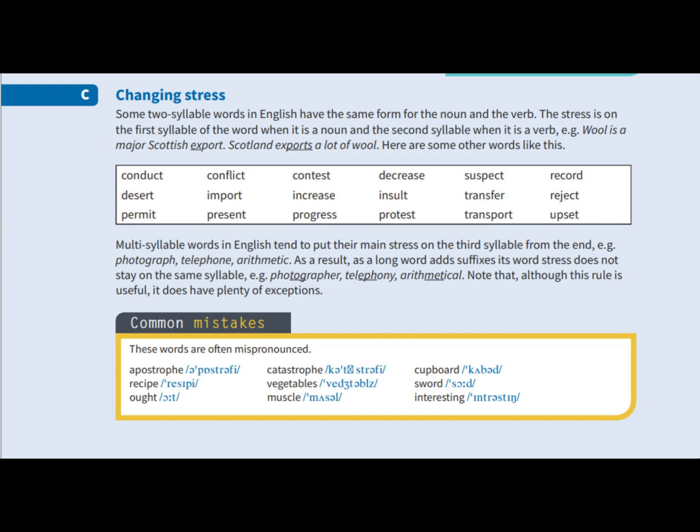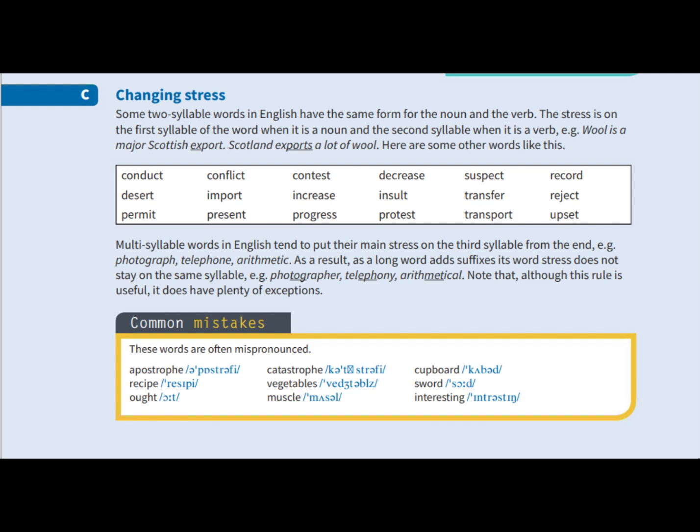Other words that often follow this pattern include conduct, conflict, contest, decrease, suspect, record, desert, import, increase, insult, transfer, reject, permit, present, progress, protest, transport, and upset. Stress in longer words. English words with several syllables often place the main stress on the third syllable from the end. Examples include photograph, telephone, and arithmetic.